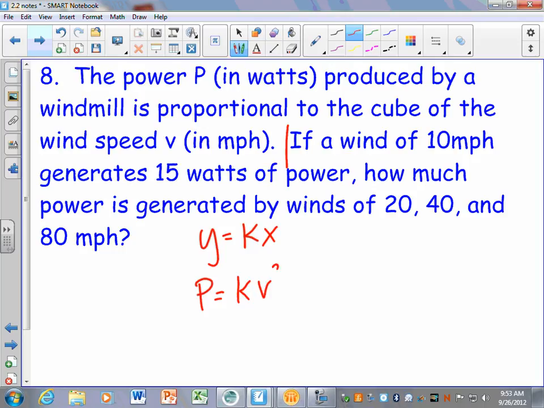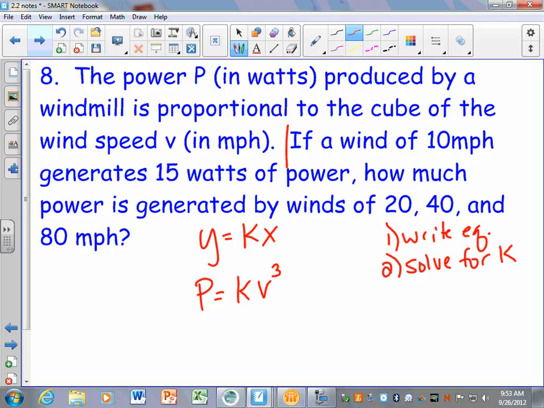The cube of v is v cubed. If it just said write your equation, that would be what you're doing. But it says actually solve for this. So here are my little steps. Step 1, you're going to write your equation, which we've been doing. If you're actually solving for something, step 2 is you have to find what that constant is first. So now you have to solve for k.